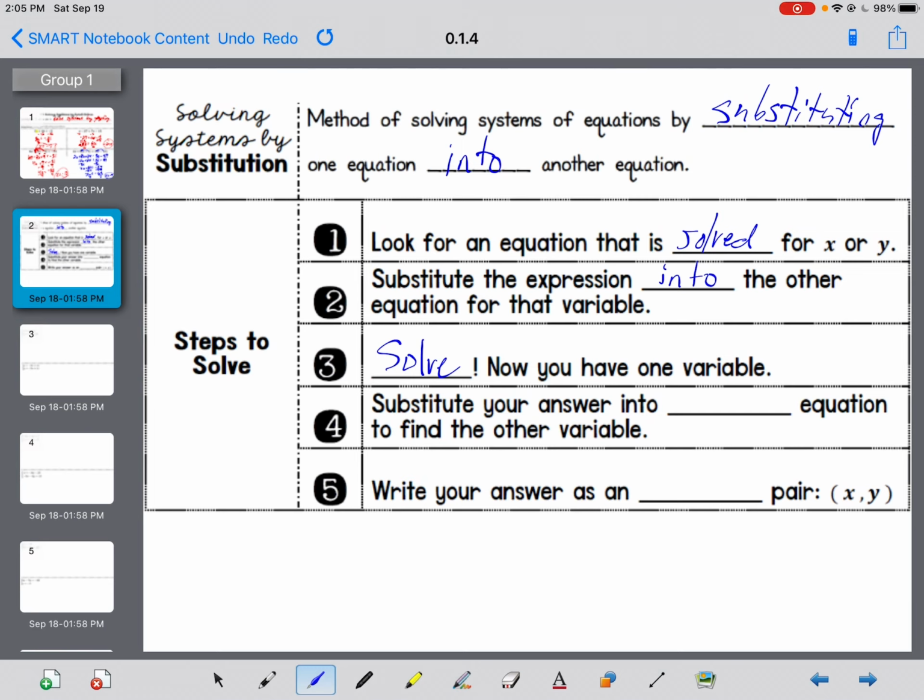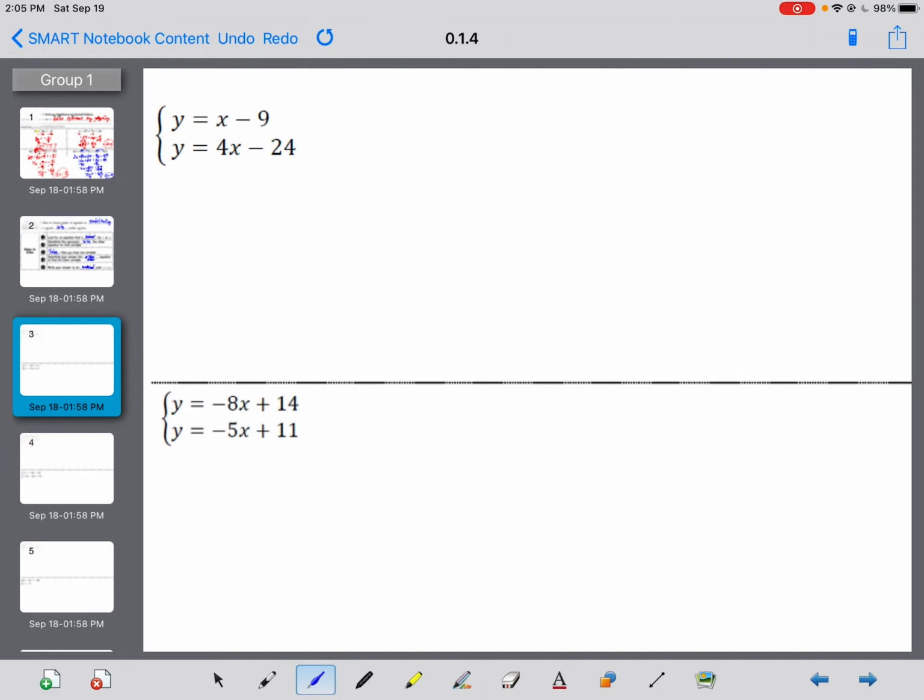Then you're going to substitute your answer into either equation, but I like to go with the other equation, the one you didn't just work with, and find the other variable's solution. And then you're going to write your answer as an ordered pair. Really, it would be like x equals this and y equals that, and then we can put them in a parenthesis together.